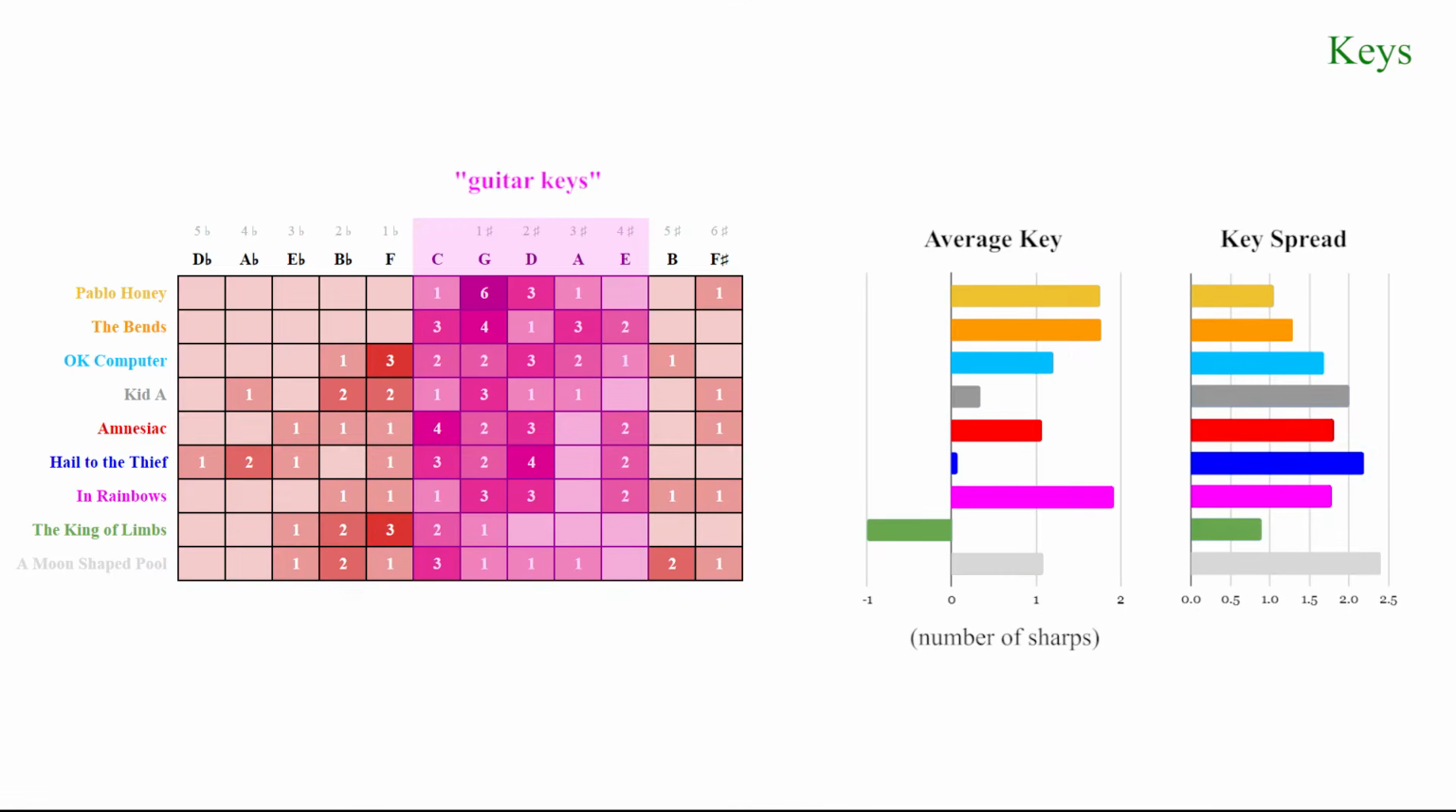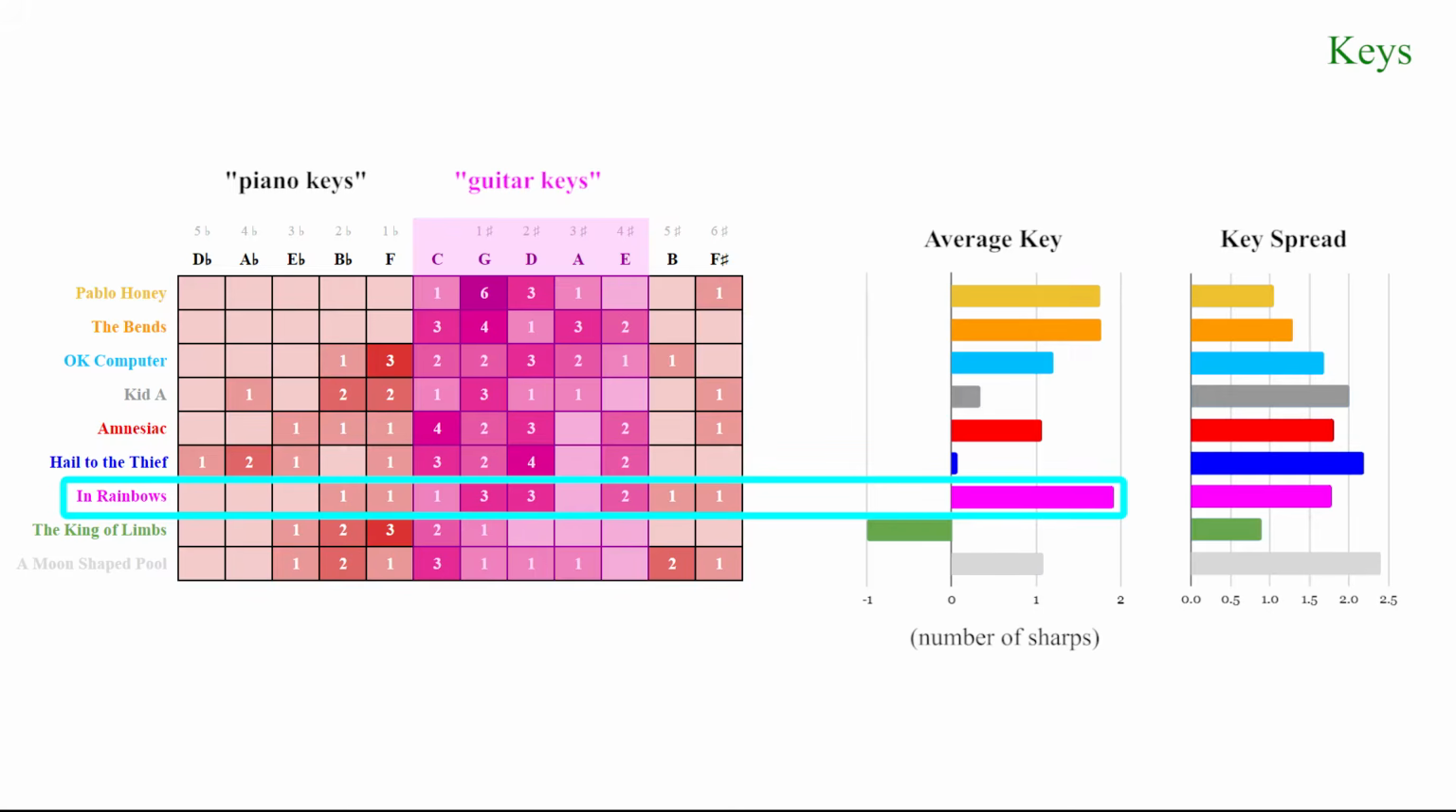If keys with sharps are guitar keys, then keys with flats could be thought of as piano keys or brass keys. It's possible that Radiohead's growing use of these keys reflects their increasingly diverse instrumentation over this period, or it may simply be due to the band members' increasing skill at their instruments. This trend is interrupted on In Rainbows, which sees a return to largely guitar keys with the highest average number of sharps, just under 2.